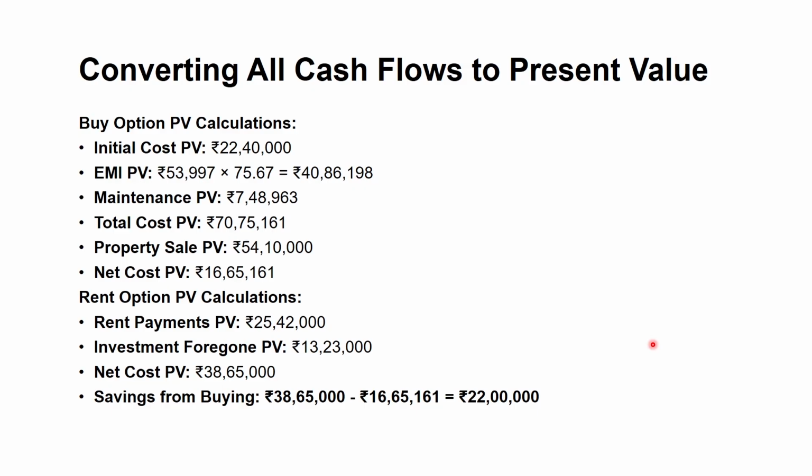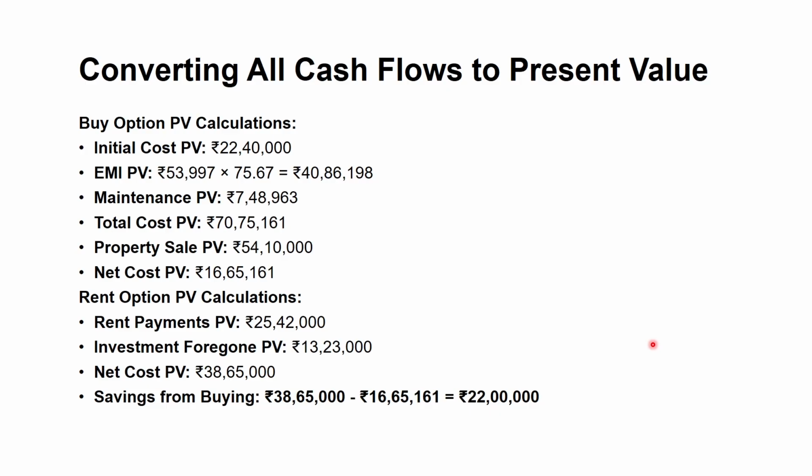Now, we can convert basically all cash flow to present value for accurate comparison. This step is crucial because money received or paid at different times cannot be directly compared. So, for the buy option, we calculate present value of each component. Initial cost of 22.4 lakhs is already in present value. EMI payment requires the present value of annuity formula: 53,997 rupees monthly for 120 months at 10% annual discount rate gives us 40.86 lakhs present value.